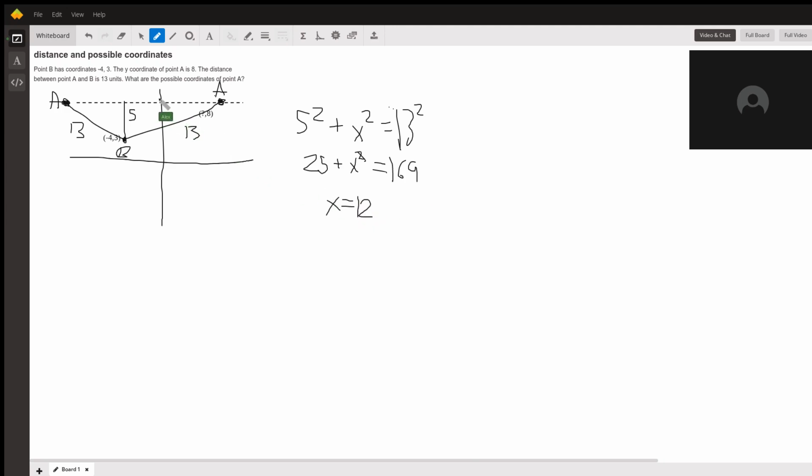What is x? X is this right here. So you know that x is going to be 12 more to either the right or the left. Now you need to actually calculate what that is. We know that the y coordinate is going to be 8, and the x coordinate is going to be 12 more and 12 less than -4. So 12 more than -4 is 8.